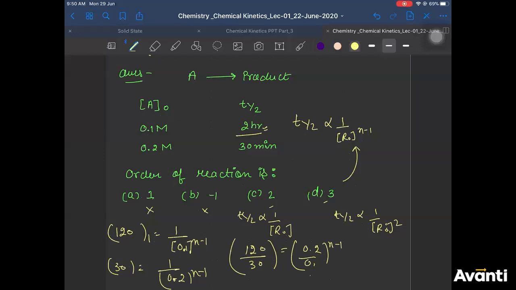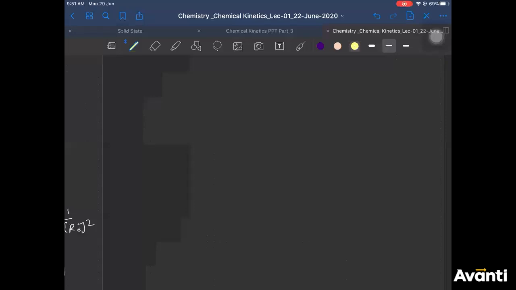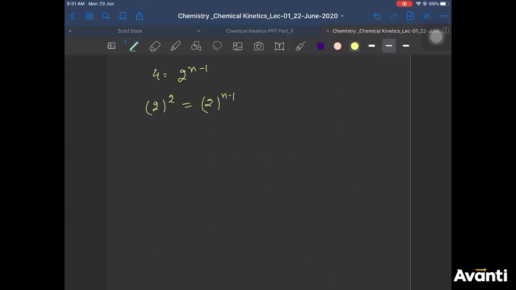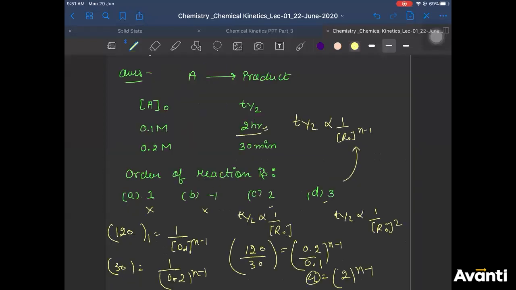So what do you get here? You get 4 is equal to 2 power n minus 1. 4 can be written as 2 power 2, and this is equal to 2 power n minus 1. Base is same, so you can equate the powers. n minus 1 is equal to 2. This implies that n is nothing but 2 plus 1. That means your answer will come out to be 3. You'll get a third order reaction. It's a third order reaction, right?